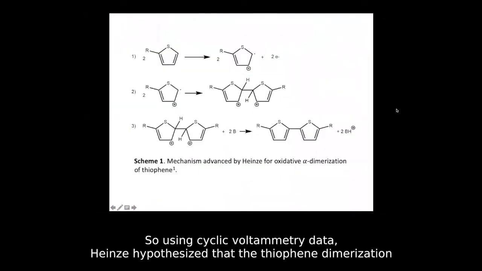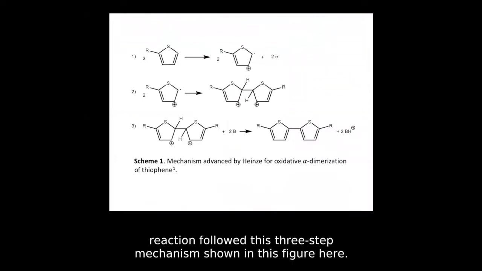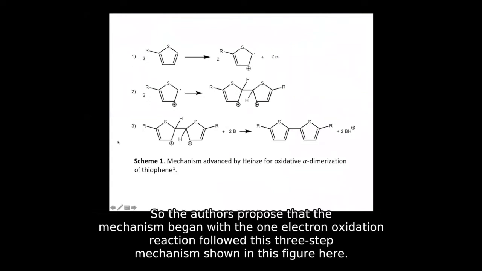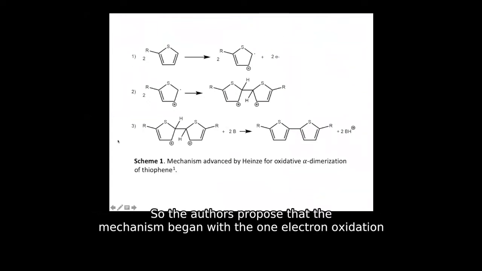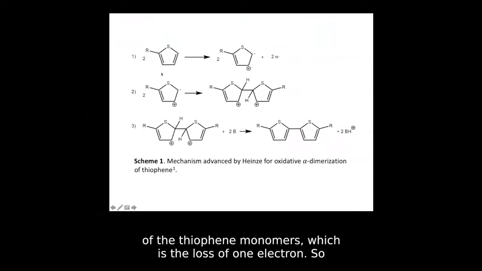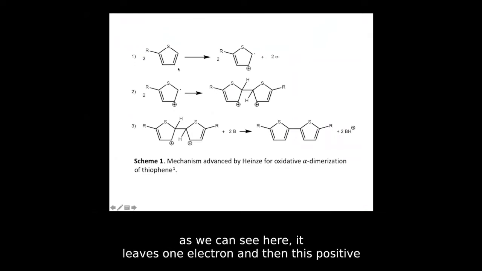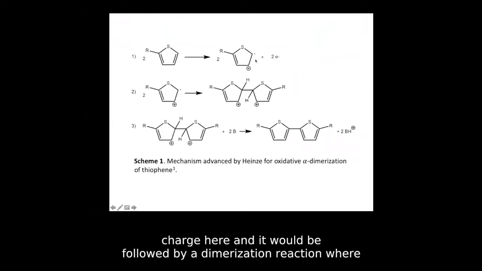So using cyclic voltammetry data, Heinz hypothesized that the Thiophene dimerization reaction followed this three-step mechanism shown in this figure here. And so the authors proposed that the mechanism began with a one-electron oxidation of the Thiophene monomers, which is the loss of one electron. So as we can see here, it leaves one electron and then this positive charge here.